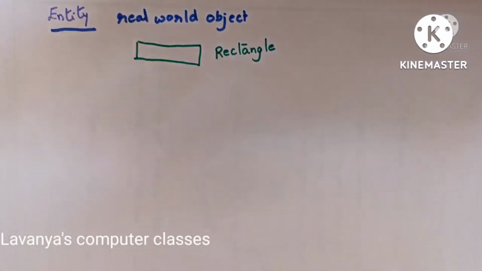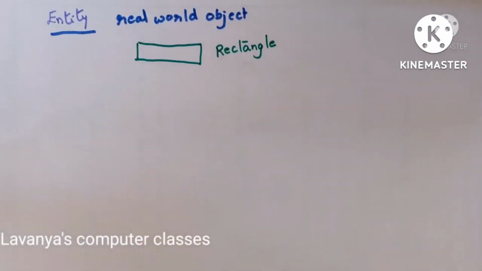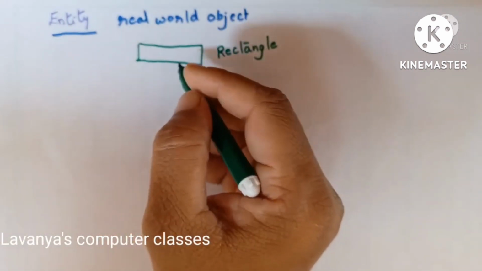So what does entity mean? Entity is a real world object. In an ER diagram, a rectangle shape is used for representing the entity. For example, student. Student is an entity. It is a real world object.